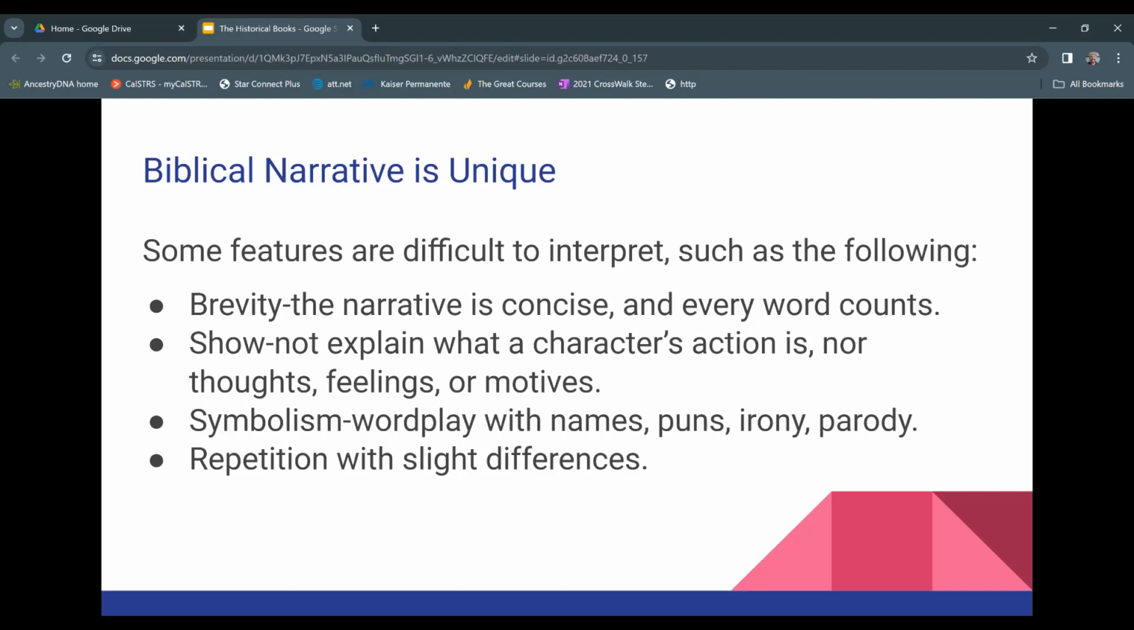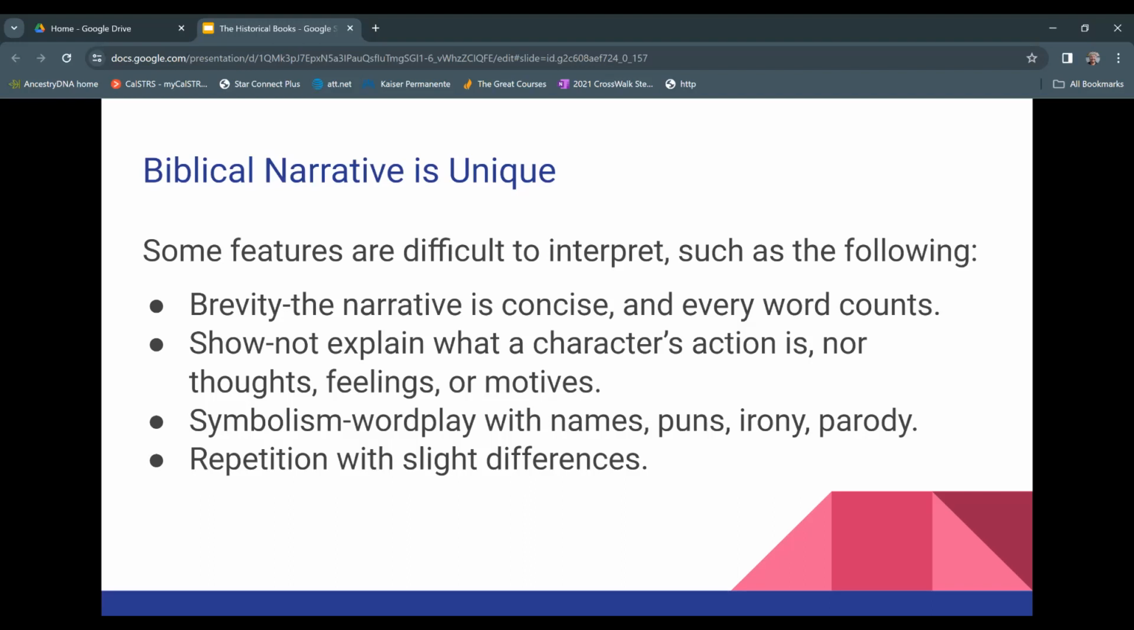So some features are difficult to interpret, and here are suggestions of some that are difficult. Brevity. The narrative is concise and every word counts. In the Hebrew language, when written, every word has a specific meaning and is chosen to reflect that meaning, as well as the overall sentence or phrase that it is included in. So that makes the narrative sometimes quite concise and at the same time quite dense as far as being able to understand it.